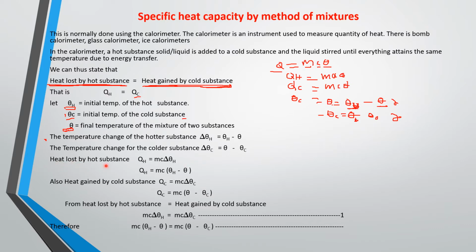So the quantity of heat lost by the hot substance equals mc theta. The c is the specific heat capacity, m is the mass, and theta is the change in temperature, which is equal to this. Then the heat gained by the cold substance is the same mc theta: the mass of the cold substance, the specific heat capacity, and the change in temperature. So we can now equate heat lost by the hot substance to heat gained by the cold substance. We can have this relationship. Is that okay? Then finally we come to this equation.